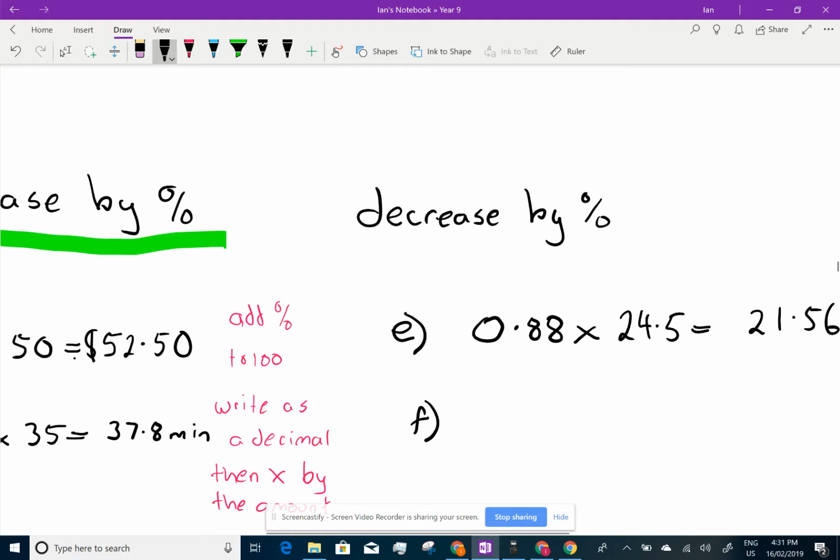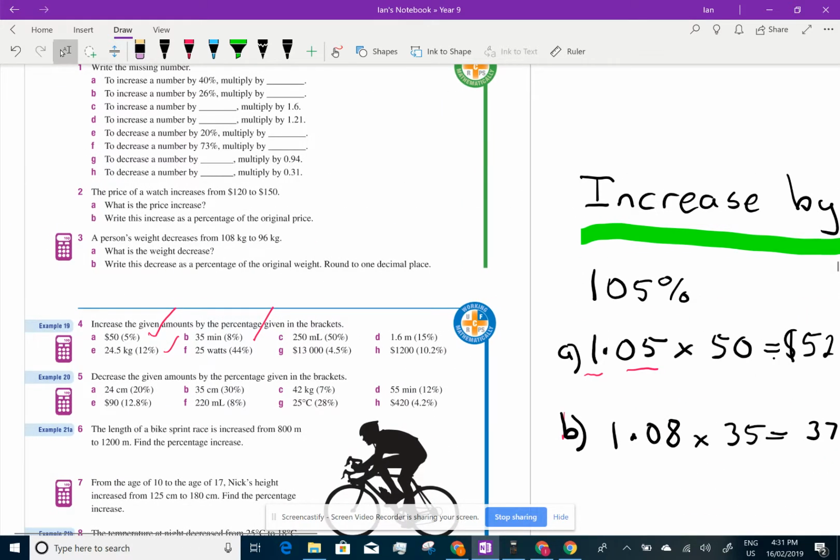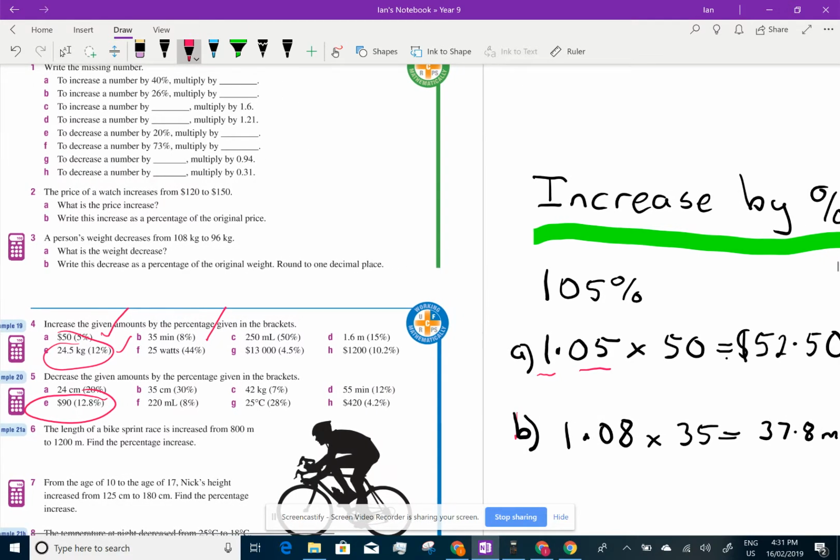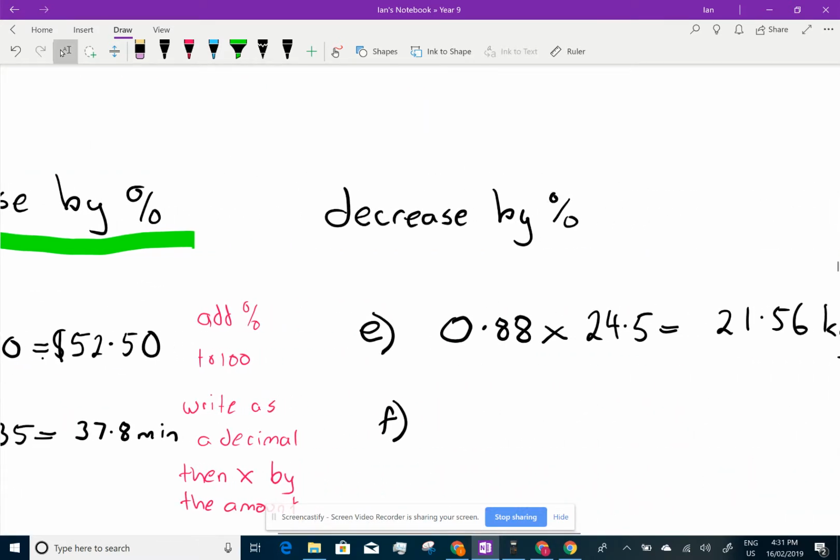Let's have a look at F. I need to take, oh sorry, that was an increase. Here are the decrease down here. We'll assume that was a decrease. I'm going to do E here. I'm going to take 12.8% from $90. So 12.8, 100, this is hard, 100 minus 12.8. Well, that's 87.2. Oops, don't want to abuse the equal sign. Got angry at students. That equals 87.2.